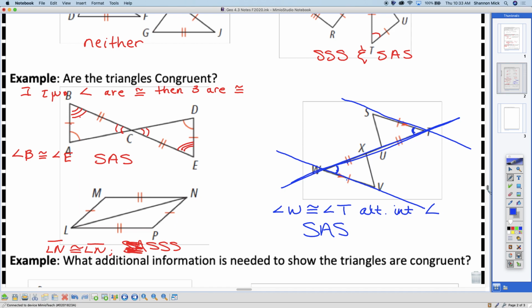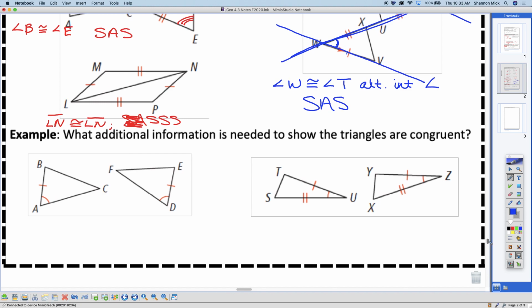So some of them are going to be straightforward, other ones you have to look a little further, okay? What additional information is needed to show the triangles are congruent? Well, we need A and C. We need to know that's congruent, or we need to know BC or AC for the side. There's the fewest things. So then it would be AC, and then we need FD. We would need to know that AC was congruent to FD for this to be side, angle, side.